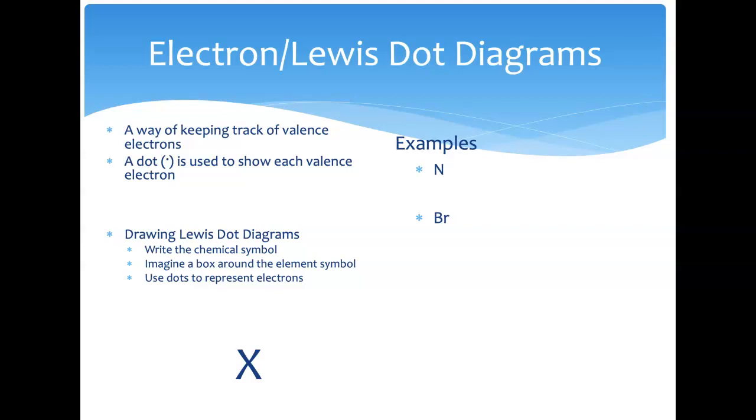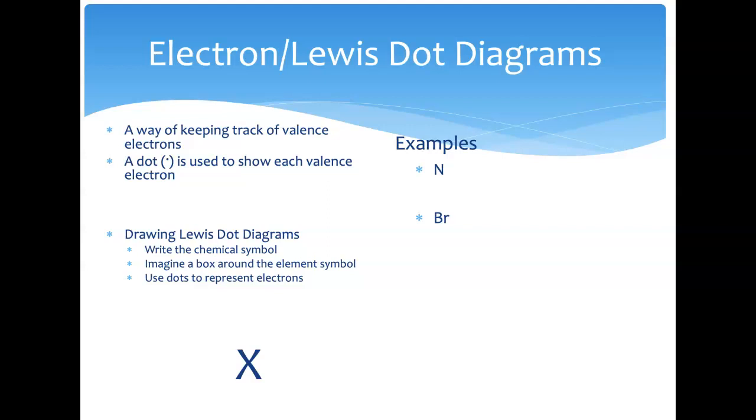So first we're going to start looking at Lewis dot diagrams, which show valence electrons. So quick little review, valence electrons. Let's look at the two examples here, nitrogen and bromine. How many valence electrons does nitrogen have? Hopefully you're looking at your periodic table and you see nitrogen is in group 5A. So yes, it has 5 valence electrons.